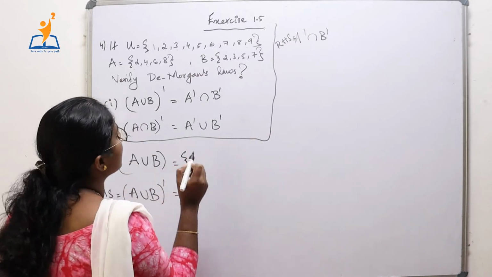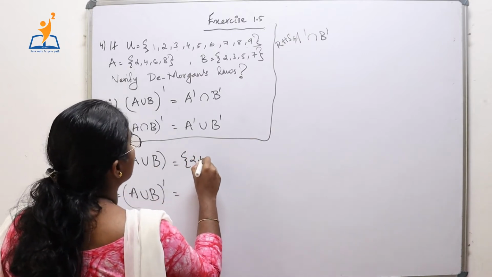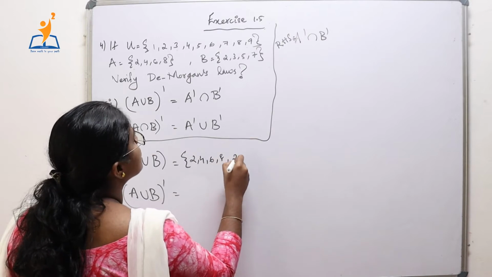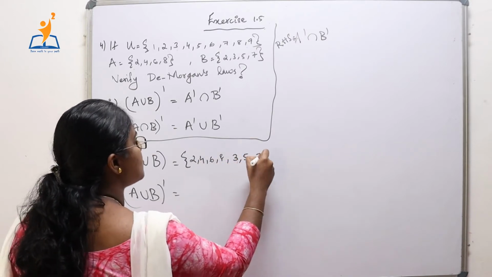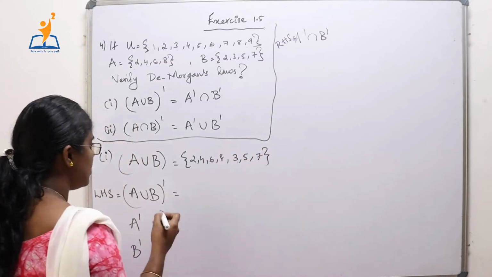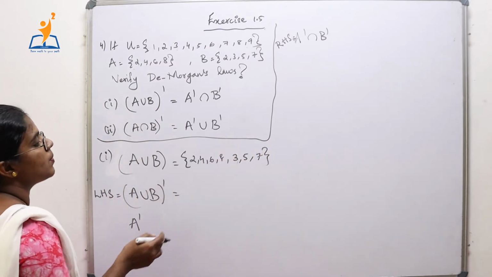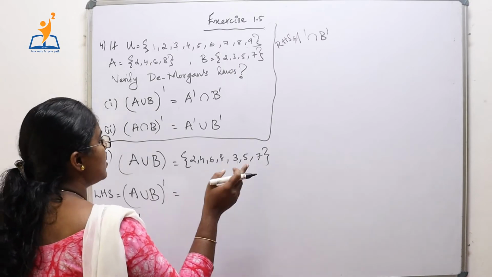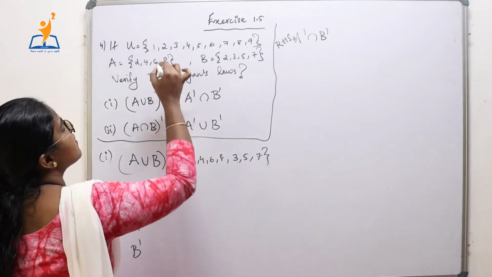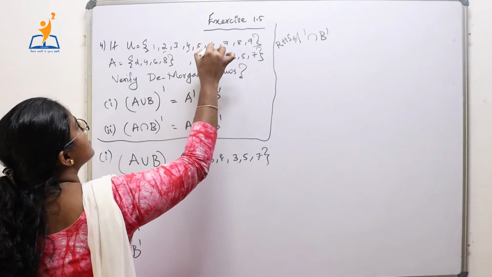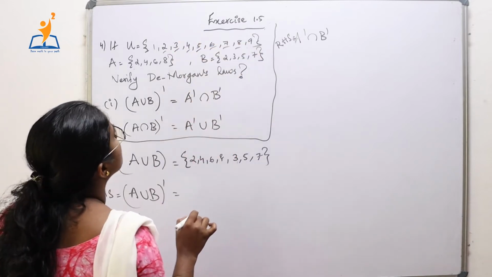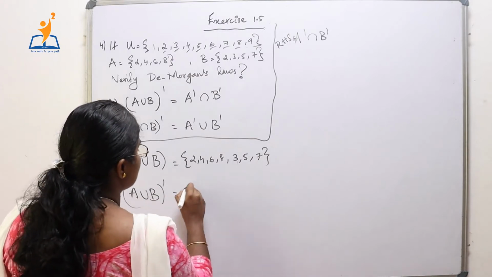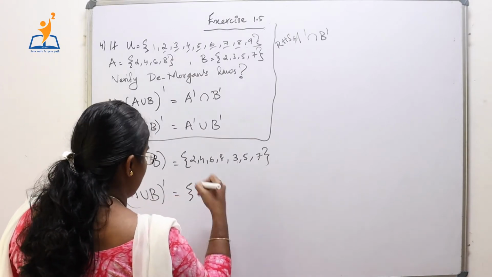The set of all elements from A and B, that is 2, 4, 6, 8, 2, 3, 5, 7. 2 is already written here. 3, 5, 7 should be added here. Now what is A union B the whole complement? The complement of this set. So eliminate 2, 4, 6, 8, 3, 5, 7 should be removed, and what is left is 1 and 9.